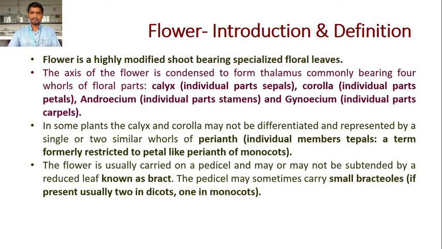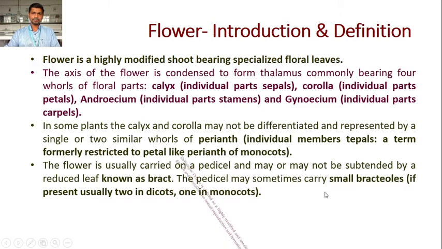The pedicel may sometimes carry small bracteoles, if present, usually 2 in dicots and 1 in monocots. So bracteoles are like the bract, but they are small in size. When a small leaf-like structure is present which is smaller than the size of the flower, it is called a bracteole. If bracteoles are present, they are 2 in dicots and 1 in monocots. So the flower has a stalk called the pedicel. It also bears a reduced leaf-like structure known as the bract. Sometimes it may carry small bracteoles.